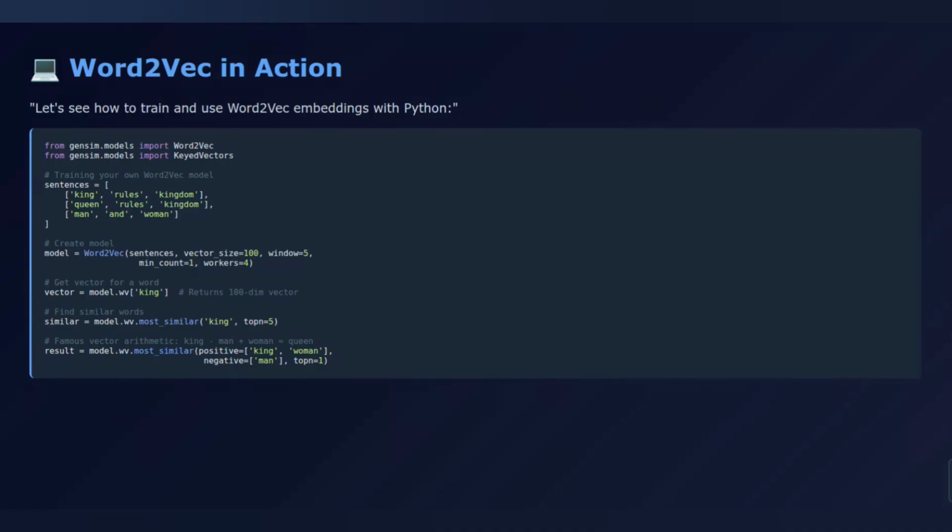And here's something really cool. We can find similar words using most_similar. And remember that famous vector arithmetic? King minus man plus woman equals queen. We can actually do that. Just use the positive and negative parameters. I'll put this complete code in the description so you can try it yourself.